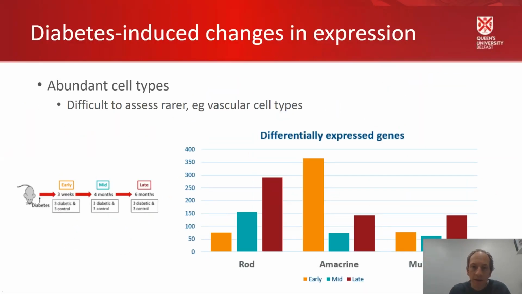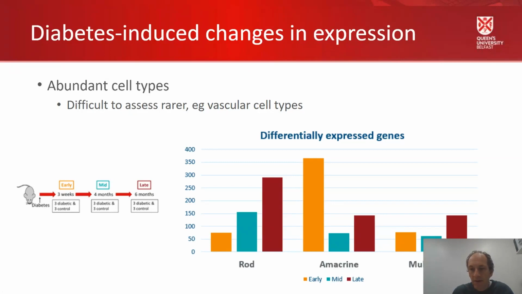Coming back to the differential expression, this is at each time point where we had three mice from the control and diabetic. So we separated out the cell types and then looked at the differential gene expression. And I'm just showing the results from some of the more abundant cell types because it was difficult to compare with the rarer cell types. Unfortunately, there were too few vascular cells to give very significant changes.